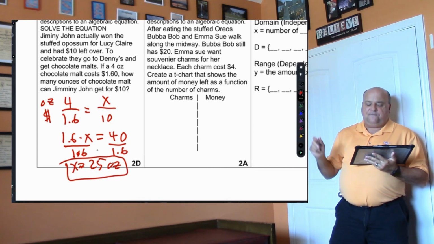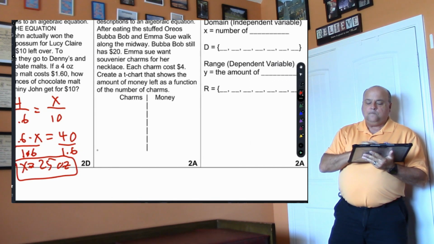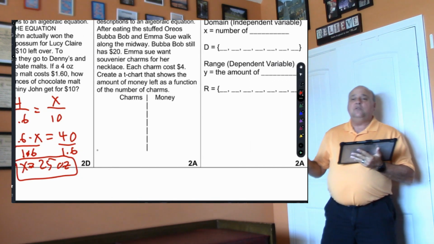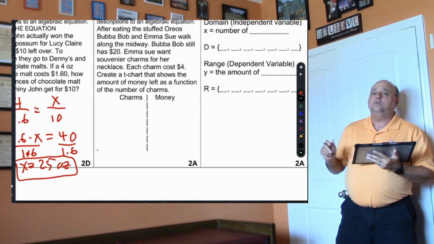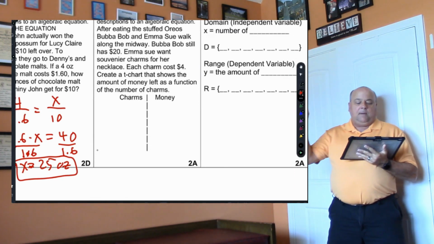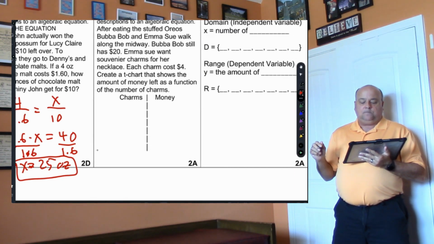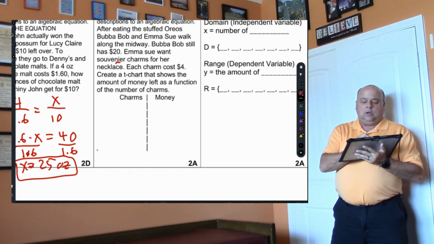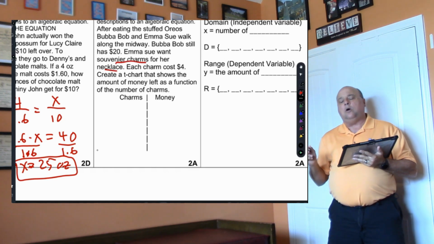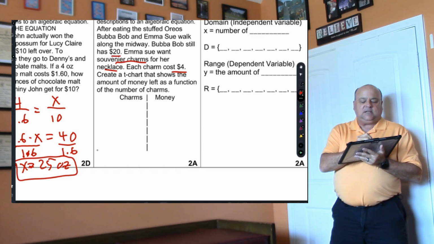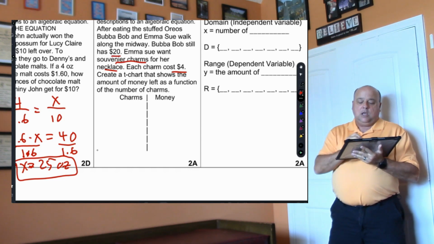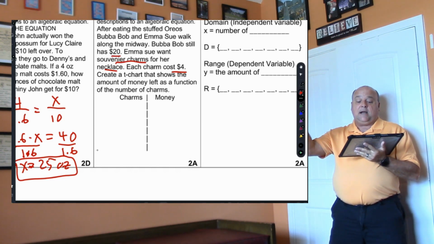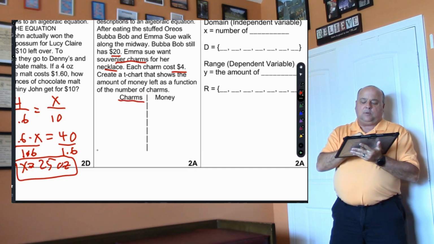Fun, fun, fun. Let's go to the next one. Bubba Bob and Emma Sue are having a blast eating fried Oreos. They walk along the midway, and Emma Sue wants souvenir charms for her necklace. Each charm costs $4, and Bubba Bob's got $20. Write a T-chart that shows the amount of money left as a function of the number of charms.